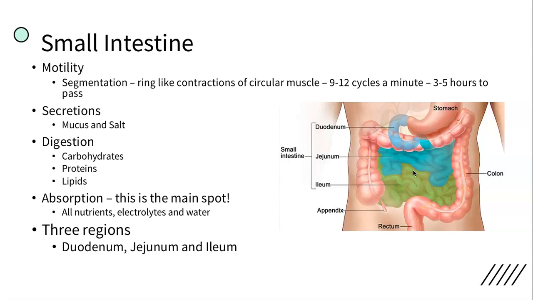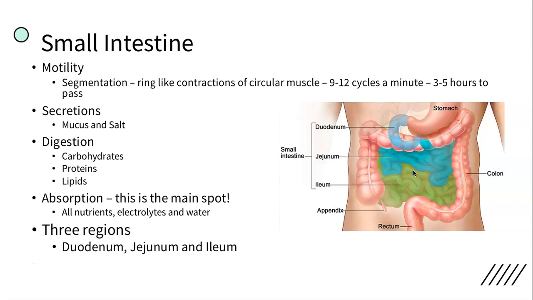It's called segmentation, where you get these ring-like contractions of the circular muscle, again, smooth muscle, that you get 9 to 12 cycles a minute, and it takes 3 to 5 hours to pass through the entirety of the small intestine. You get secretions of mucus and salt, but that's it, okay? So mucus, salt, and then what other things are secreted are mostly coming from the pancreas and the liver, the bile, and all of those other enzymes that help in digestion.